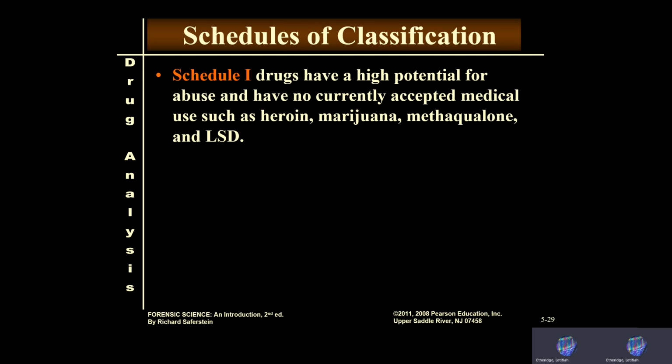Okay, so let's talk about Schedule 1. Schedule 1 drugs are classified by the federal government as having a high potential for abuse and having no currently accepted medical use. A sample of what falls into Schedule 1 is heroin, marijuana, Quaaludes, and LSD, okay? So this is the reason why there is such a debate about making marijuana legal, because technically, according to the federal government, marijuana is a Schedule 1 drug, which means that it has a high potential for abuse and there is no medical reason to use it.